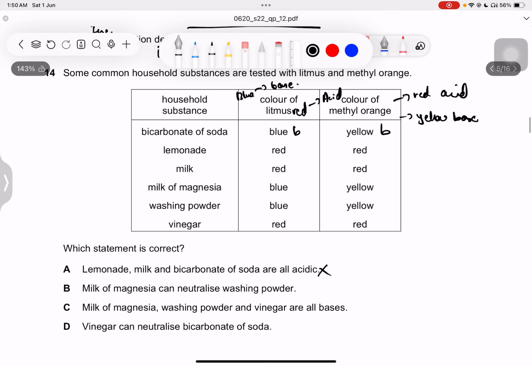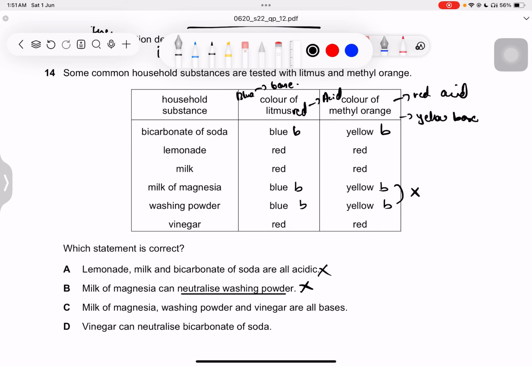Okay, next, milk of magnesia can neutralize washing powder. So this means that milk of magnesia is maybe acidic, and it just means that they both are different. They both are not the same. So milk of magnesia is blue and yellow, which means it is basic again. And washing powder is the same. It is also basic. So two bases cannot react together. So incorrect. For neutralization, acid and base should react.